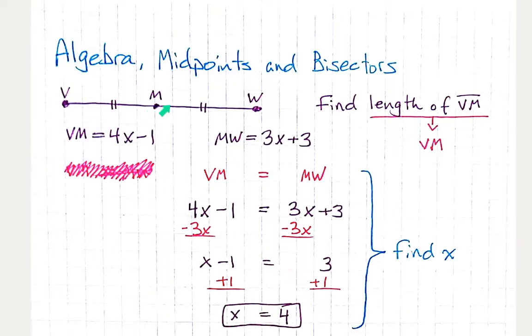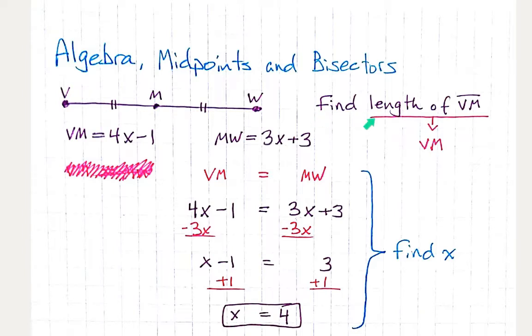I know over here that MW is 3x plus 3. Again, if I knew what x was, I would just plug it in and I would figure out what MW was. Is it 3? Is it 5? Is it 9? Who knows? Oh, we're going to find out.